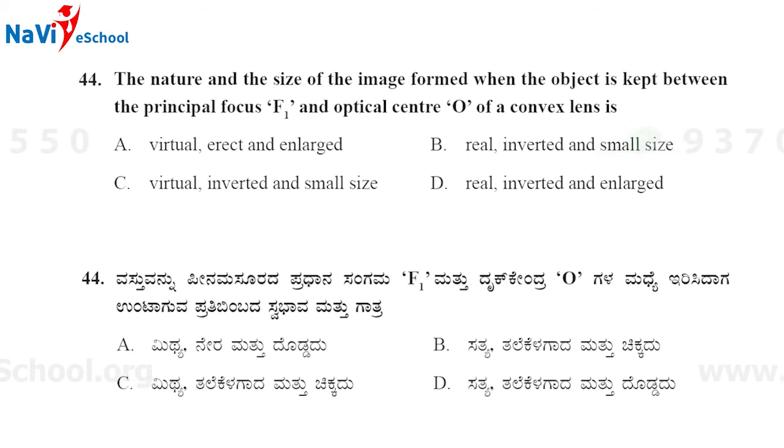Question number 44. The nature and the size of the image formed when the object is kept between the principal focus f1 and optical center O of a convex lens is: option A, virtual, erect and enlarged, option B, real, inverted and small size, option C, virtual, inverted and small size, option D, real, inverted and enlarged.